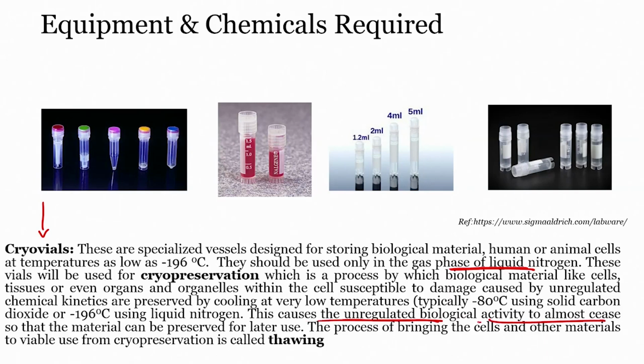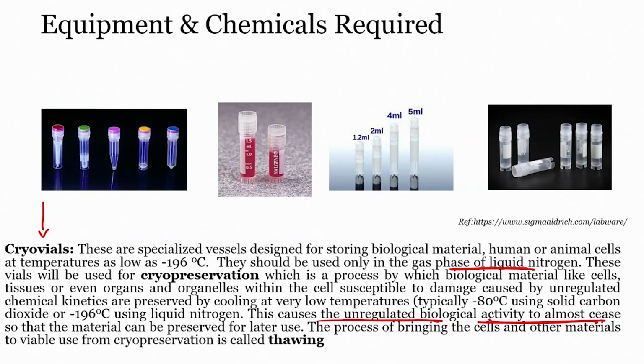So, if the cells are susceptible to the damage caused by unregulated chemical kinetics or biological activity, then what can we do? We can preserve them at a very low temperature such as -196 degrees centigrade. Typically -80 degrees centigrade can be used with solid carbon dioxide, or -196 with liquid nitrogen. Using this, the unregulated biological activity almost ceases, so that our material can be preserved for later use.